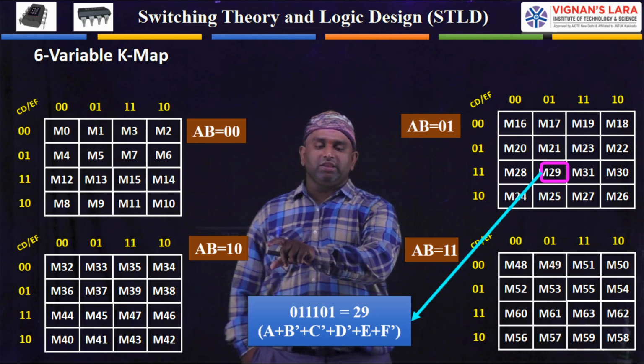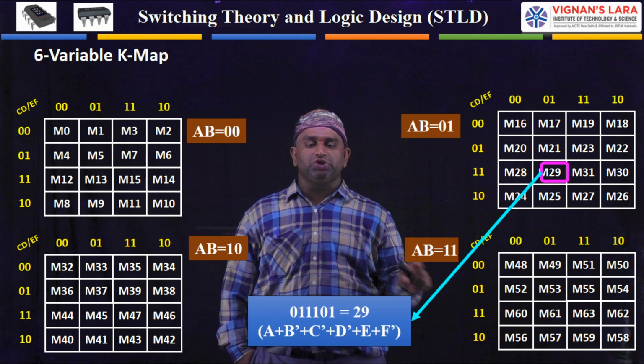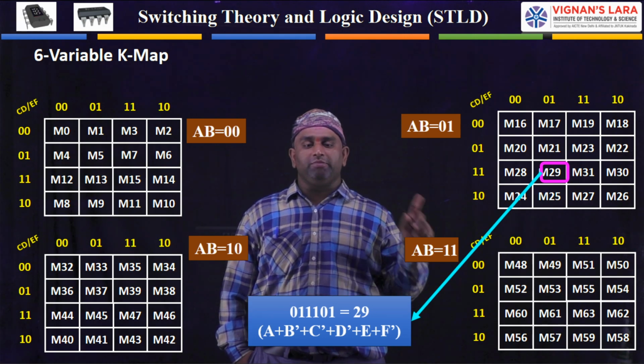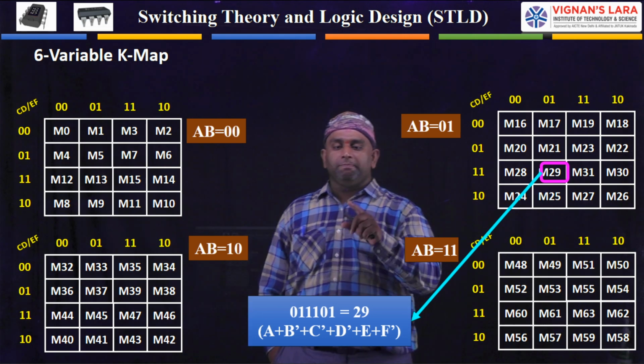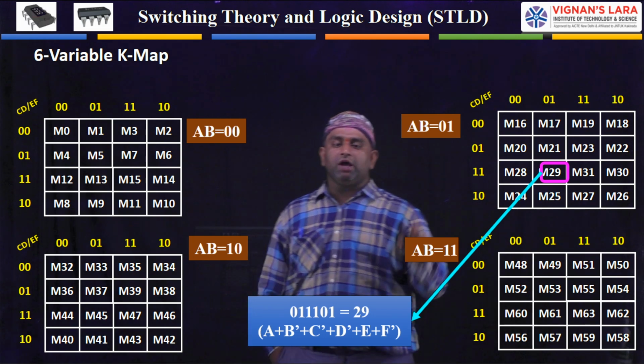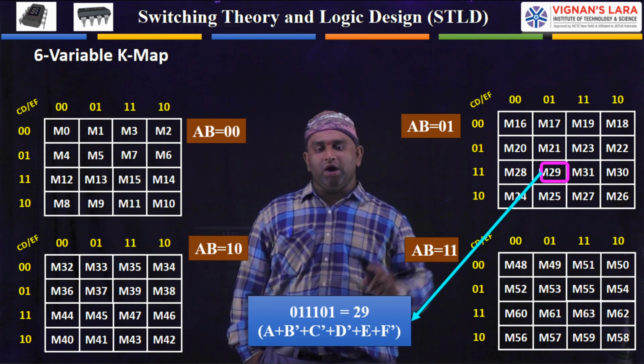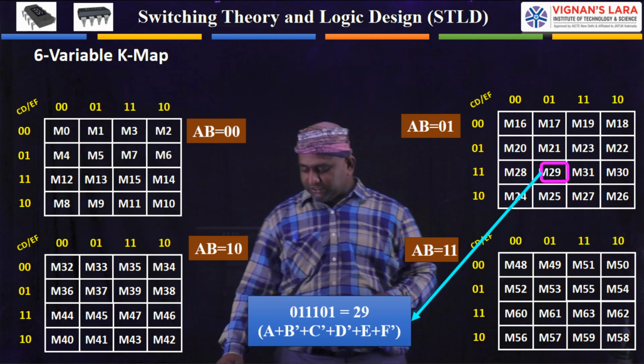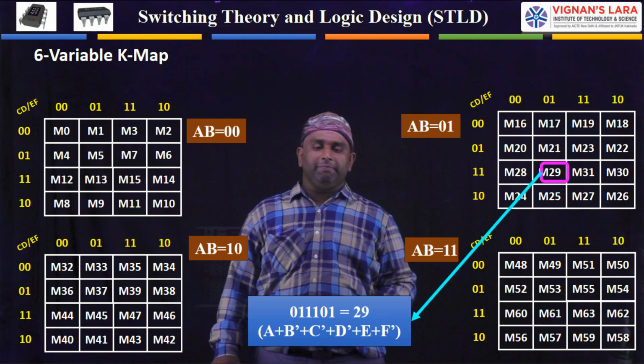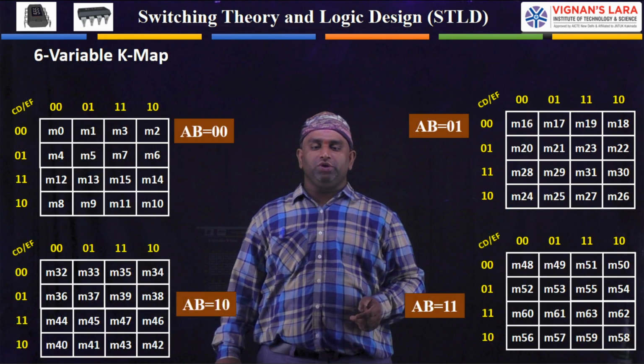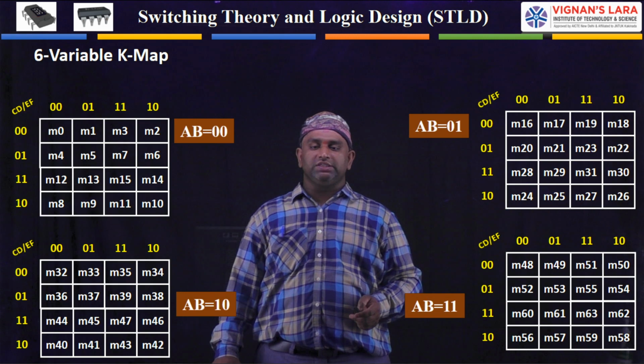So finally, the max term for this combination, capital M29, is equal to A plus B bar plus C bar plus D bar plus E plus F bar. So this is the max term representation. Next, coming to the 6 variable K map.